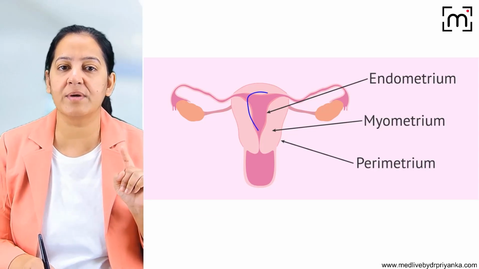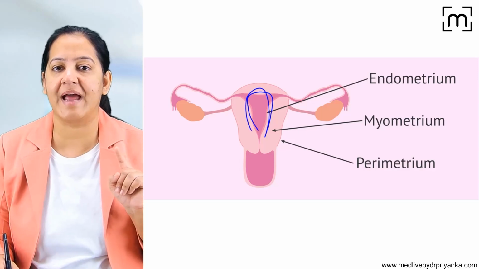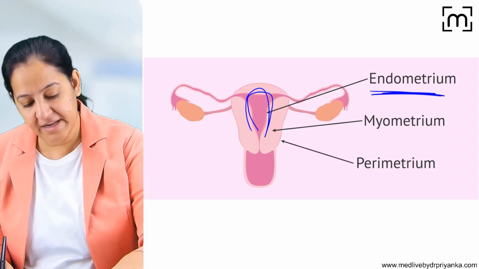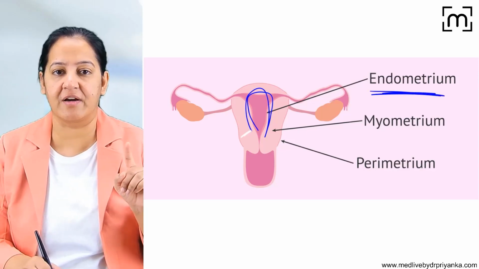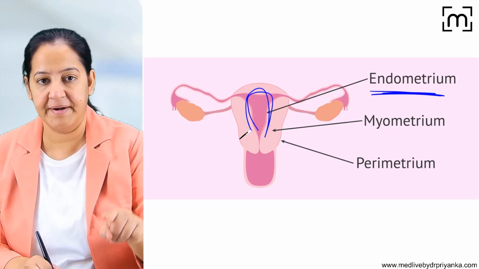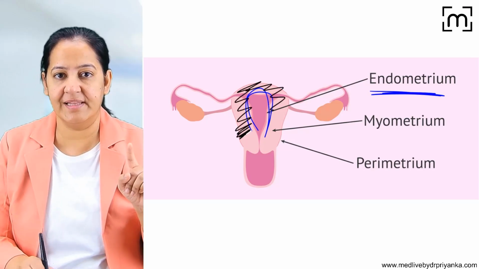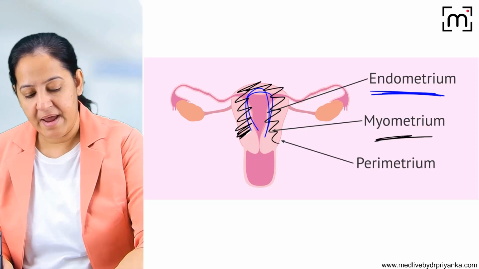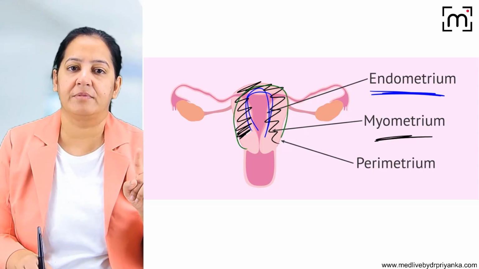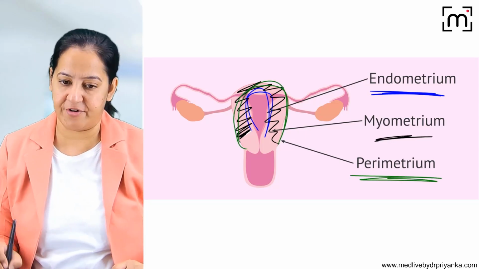The innermost layer is known as endometrium. Can you appreciate? This one is endometrium, the innermost one. The middle one is the myometrium. Can you appreciate? The thickest, the middle layer. This one, the thickest layer, is the myometrium. And the outermost one is the perimetrium. This one is the perimetrium. These are the three layers.